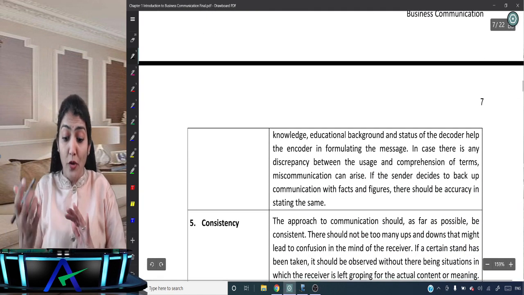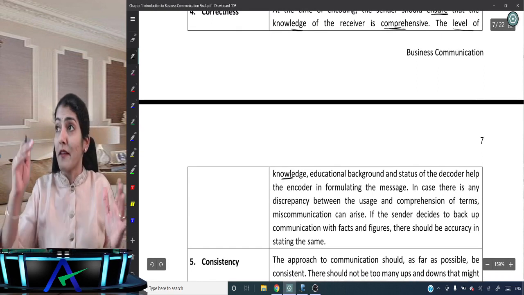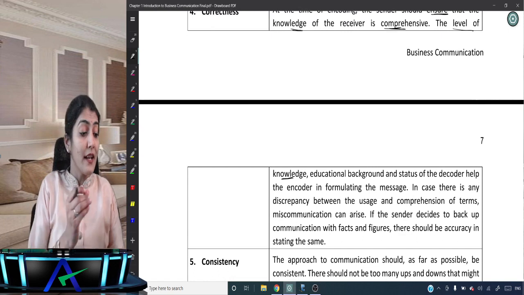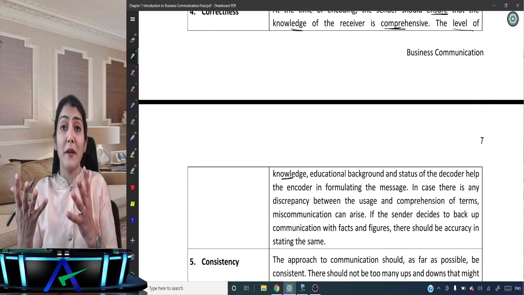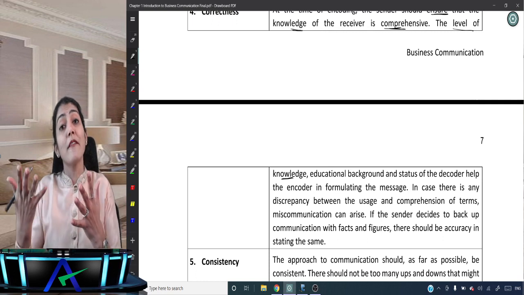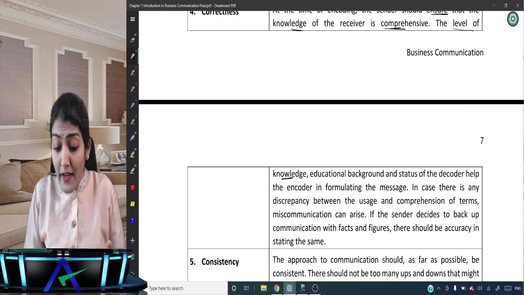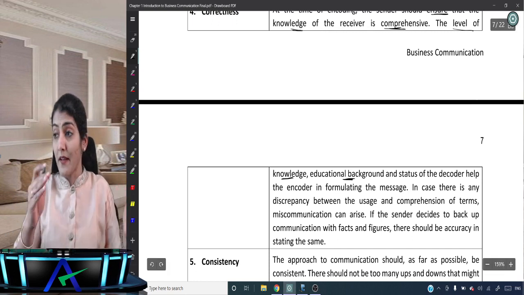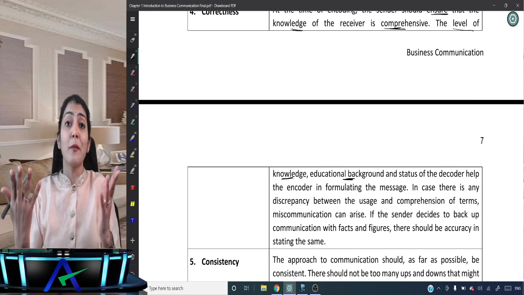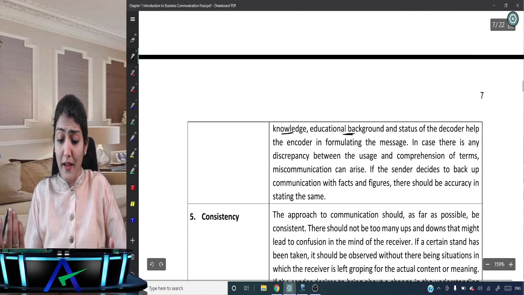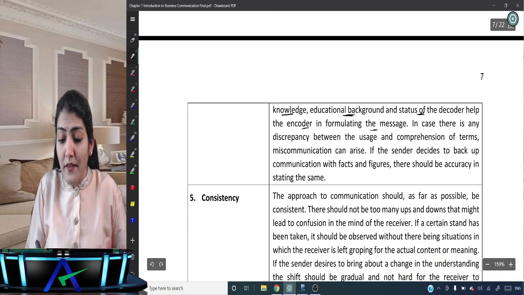The level of knowledge, the educational background. If a chartered accountant is talking to an 11th standard student, now an 11th standard student who is doing commerce might not be a science student. He may not have so much knowledge of the technical terms. So the level of knowledge and the educational background matter; science students talking to commerce, or science talking to science, is going to be different. The educational background and the status of the decoder help the encoder in formulating the message.